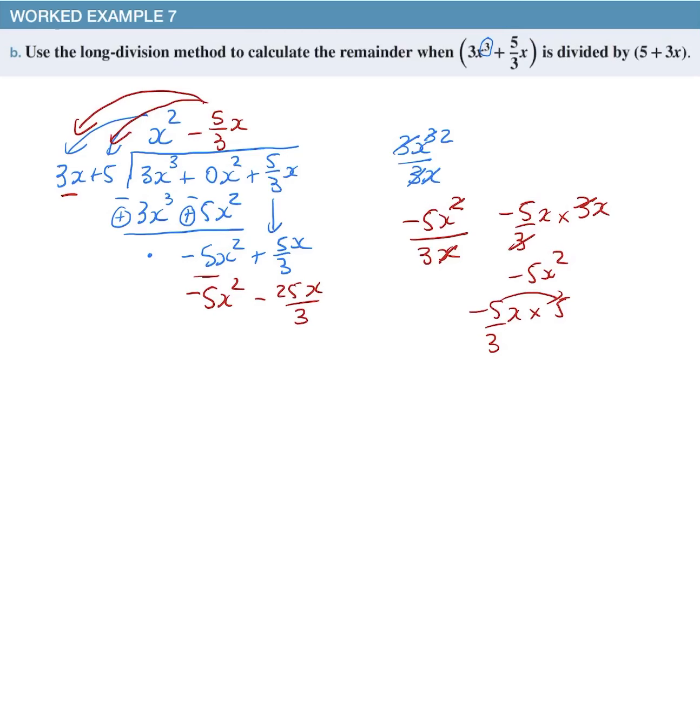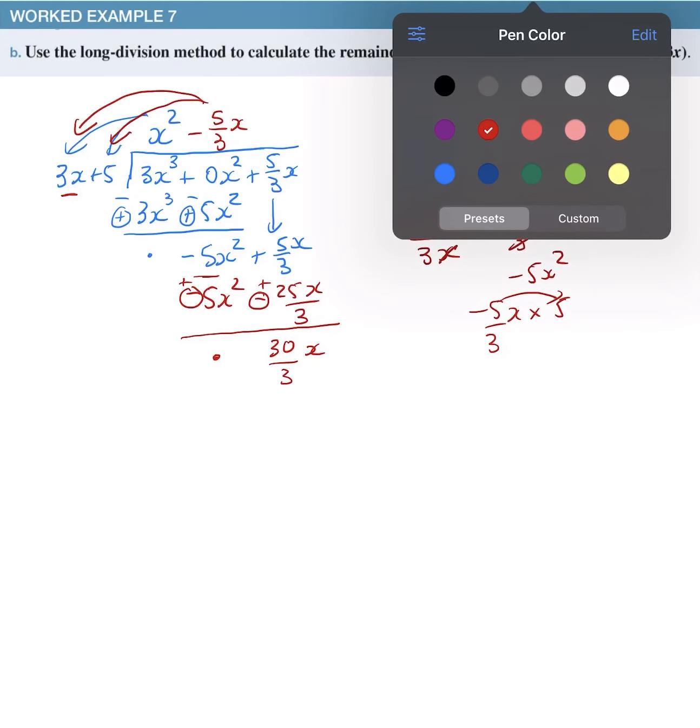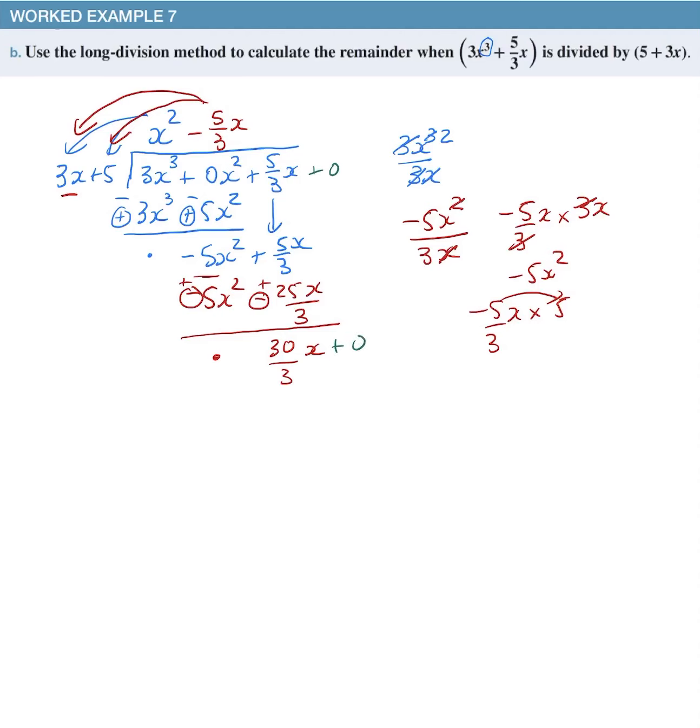25x over 3. Now I'm going to subtract. If I subtract, my negative becomes positive, my negative becomes positive. So 5x squared take away 5x squared is 0. 5 over 3x plus 25 over 3x is 30 over 3x. What I need to do now is, there's a plus 0 that comes down because there's a plus 0. Let's just change that color to, let's go for green. That plus 0 comes down, so it's plus 0.